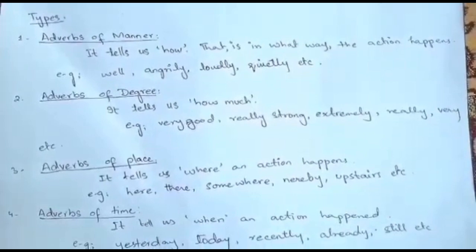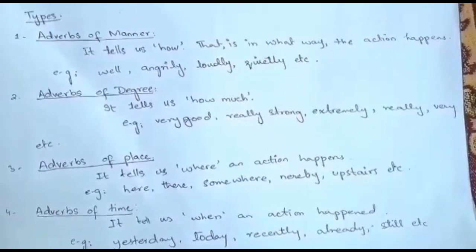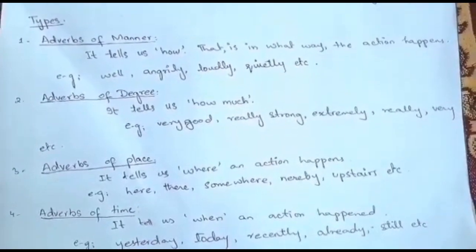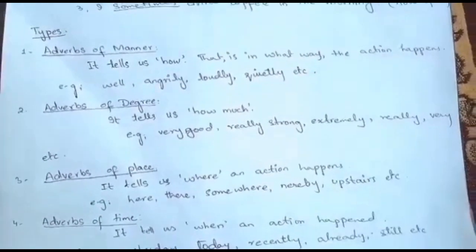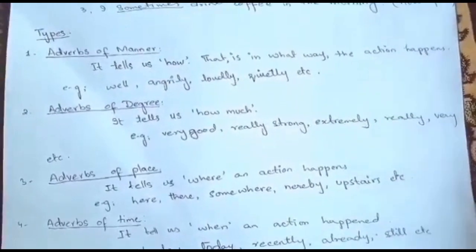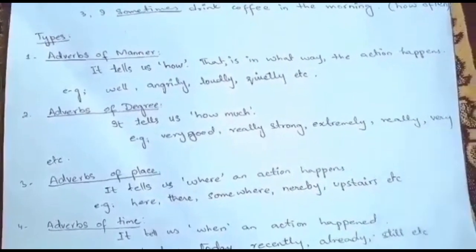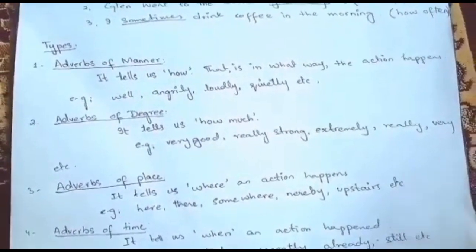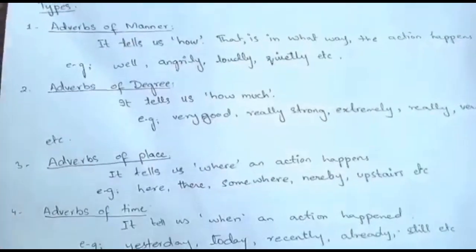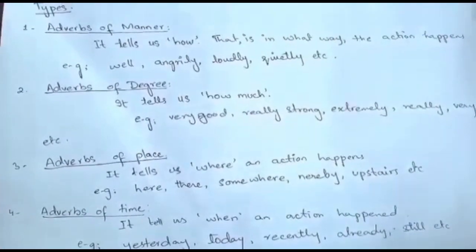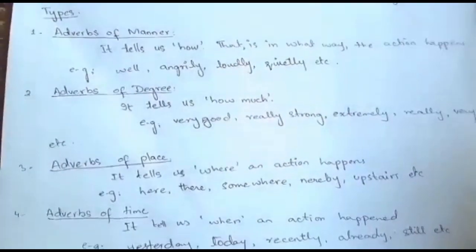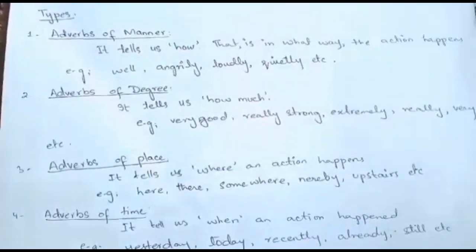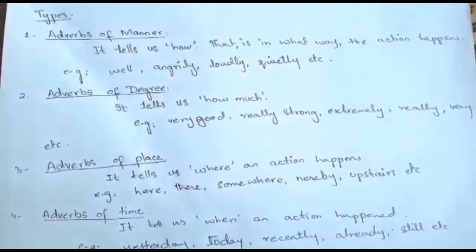So number 1, adverbs of manner. It tells us how an action happens. So that is, in what way the action happens, how the action happens. For instance, well, angrily, loudly, quietly. So these are the words which show you the manner of anything. For instance, he is shouting angrily. So how is he shouting? He is shouting angrily. So over here, the word angrily is showing the manner of the person. So this is an adverb of manner.